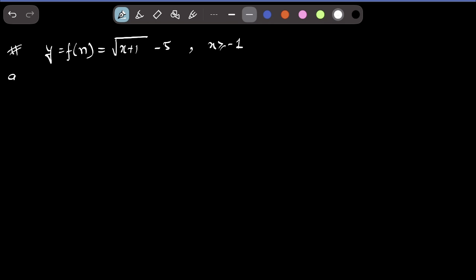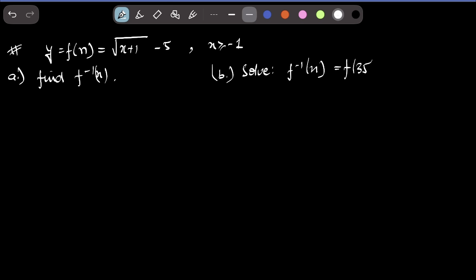In this particular question we need to solve two parts of it. First says that find f inverse x, and second part says that solve f inverse x equals f of 35. Okay, so these are the two values which we need to solve. So let's solve them quickly.